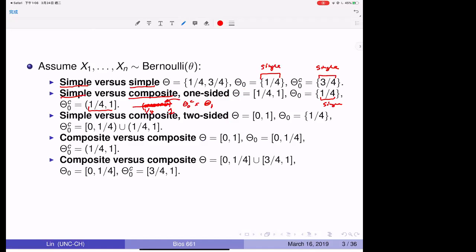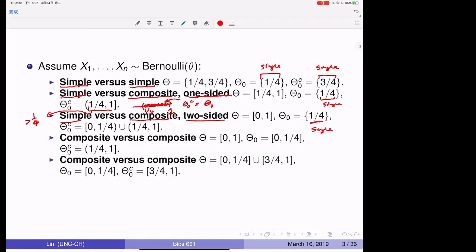Then one-sided means that this guy is always bigger than theta 0, called one-sided. Then simple versus composite, two-sided: right here, this guy is a single point, and this guy is what?